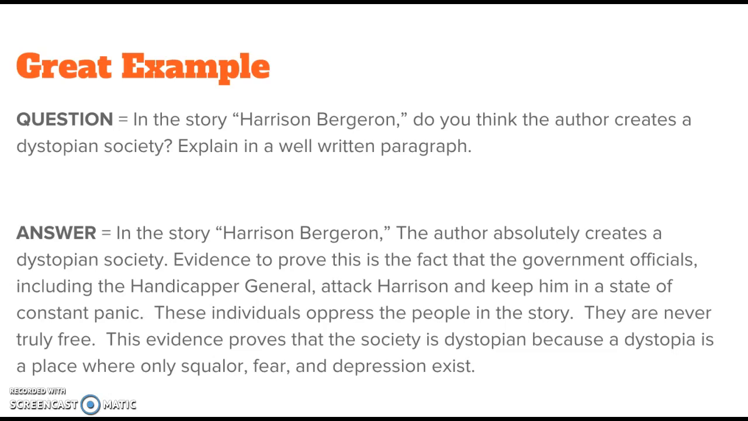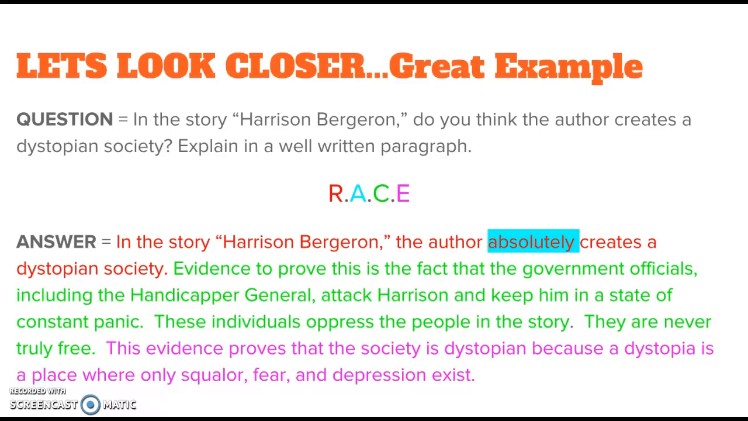These individuals oppress the people in the story. They are never truly free. This evidence proves that the society is a dystopia because a dystopia is a place where only squalor, fear, and depression exist. Wow, now that is a great example. Let me show you why, though. So same thing as before, I have the RACE acronym highlighted there for you. Red is the R, blue is the A, green is the C, and purple is the E. Now let's break it down.